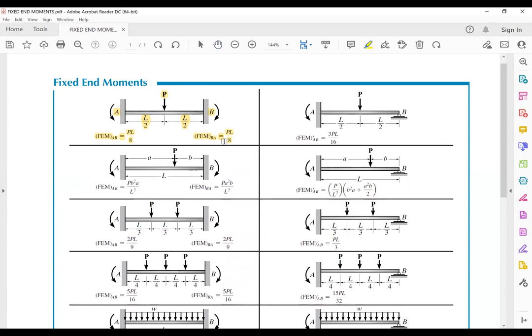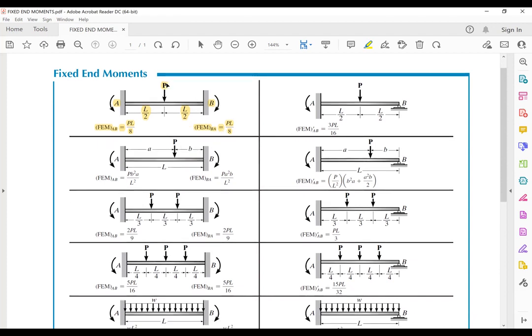The fixed end moment at AB is PL over 8, and the fixed end moment at BA is PL over 8. The way the questions are set, you should just know what some of these fixed end moments are.